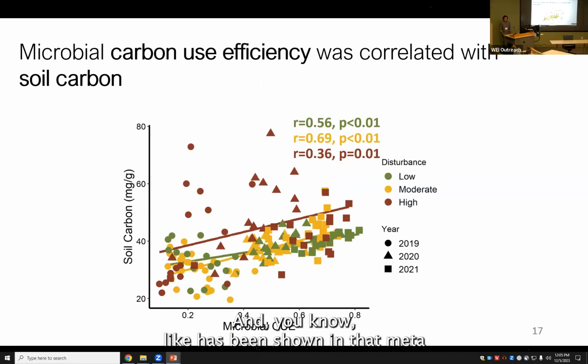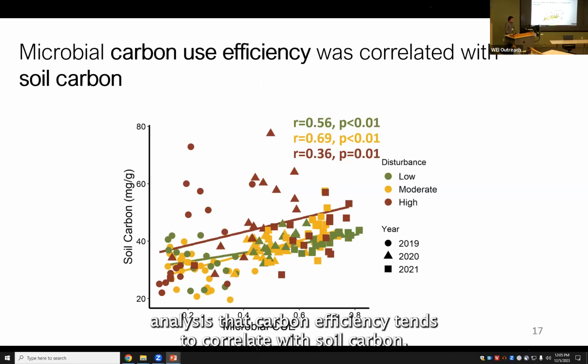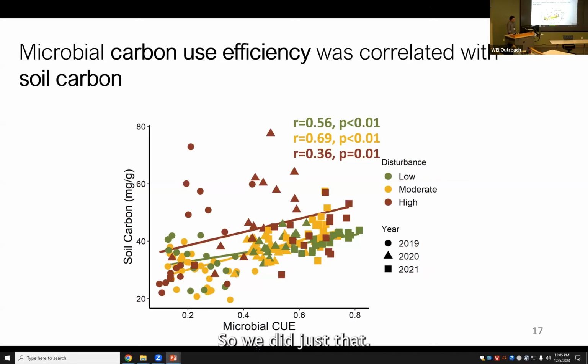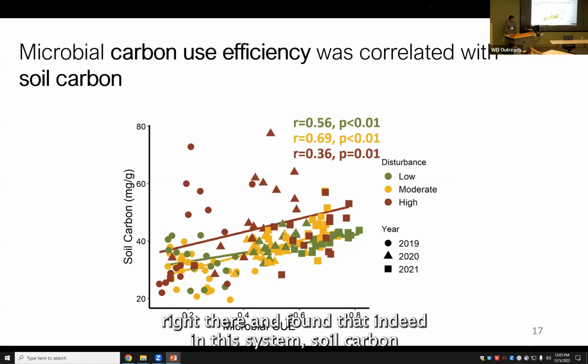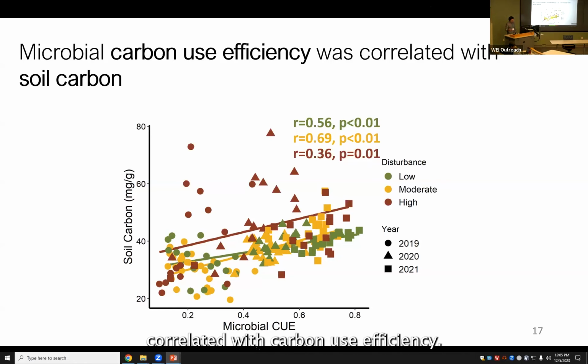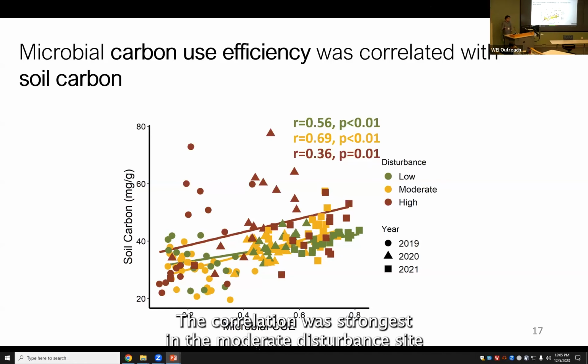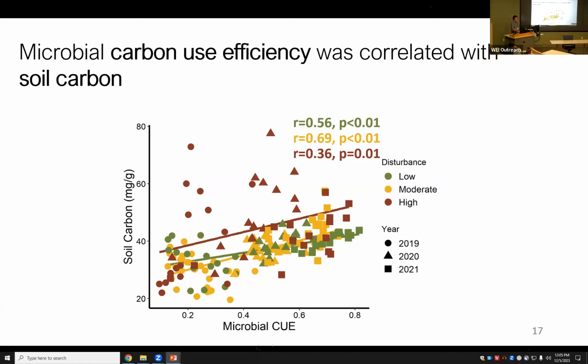And like has been shown in that meta-analysis, carbon use efficiency tends to correlate with soil carbon. We wanted to see if that held true in these unique sites. So we did just that. You see the results of the correlation in the different colors on the top right there, and found that indeed in this system, soil carbon correlated with carbon use efficiency. That correlation was strongest in the moderate disturbance site and lowest in the lowest disturbance site.